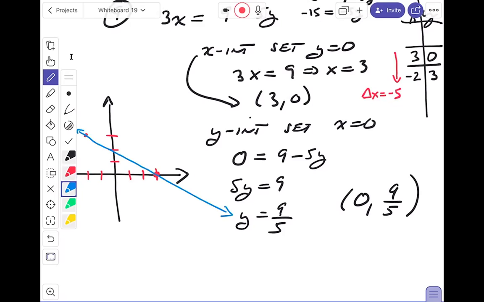Someone's going to say, I wonder if it went through the point that we said it should go through, which is 0, 9/5. Well, 9/5 is 1 4/5. And this to me looks about 1 4/5. It's not a great picture, but it's close enough. All right, let's go to our key. Let's see if we've done a good job.